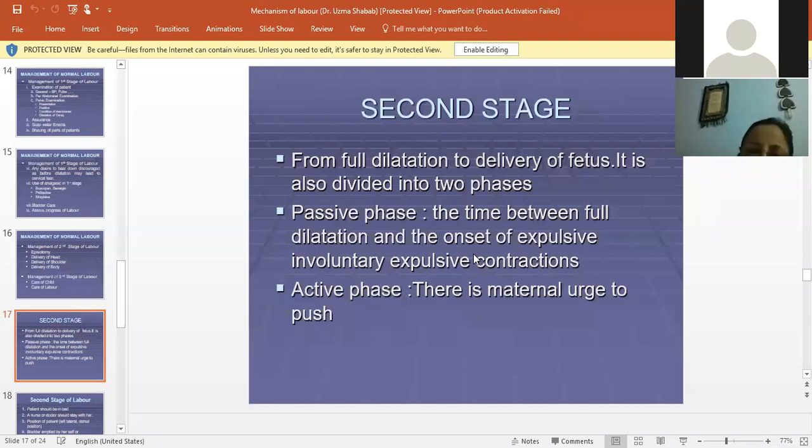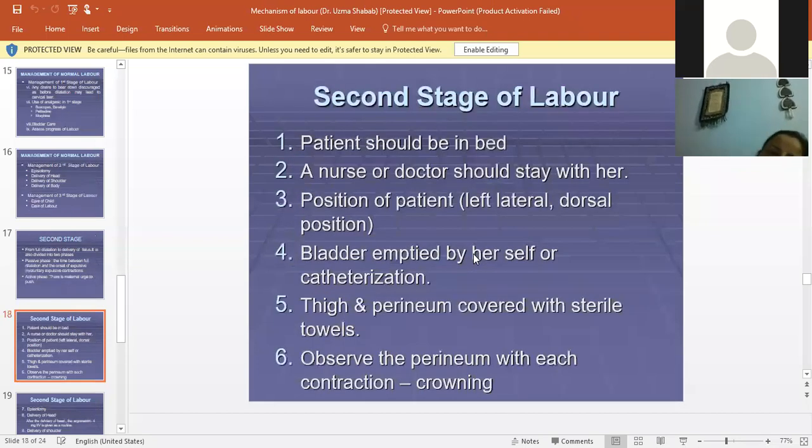How do we manage the second stage of labor? The second stage of labor should be managed by keeping the patient in bed. A nurse or doctor should stay with her. The position of the patient should be either left lateral or dorsal, whichever position the patient wants. The bladder should be empty. Thigh and perineum are covered with a sterile towel.